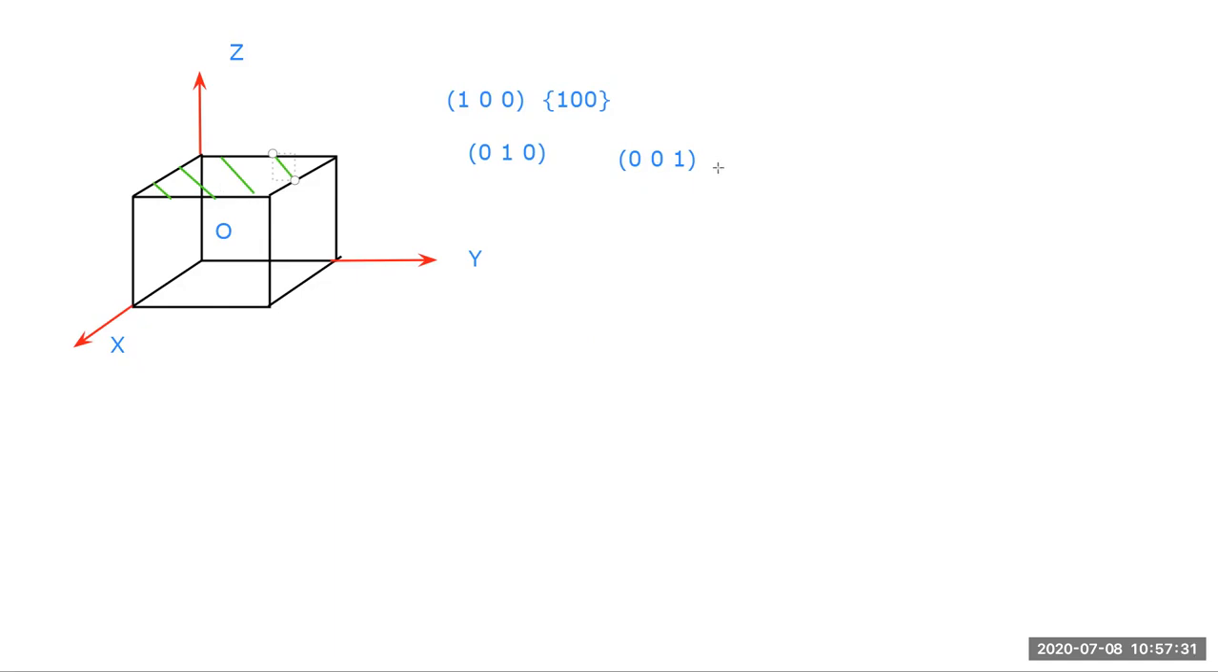Then if a negative sign is there, how do you indicate the plane bar 100? Does anybody have any doubt about how to draw 100, 010 and 001? Anybody having any doubt in this? No, sir. Then we learn.